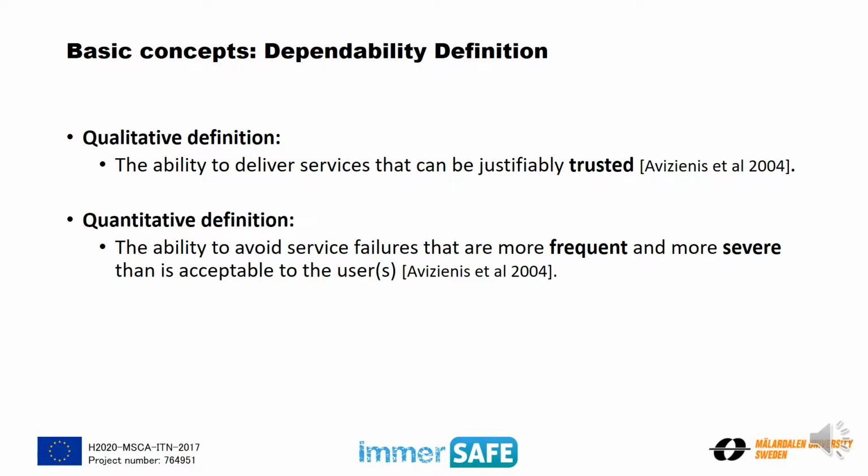The qualitative definition of dependability is the ability to deliver services that can be justifiably trusted. And the quantitative definition is the ability to avoid service failures that are more frequent and more severe than is acceptable to the user.